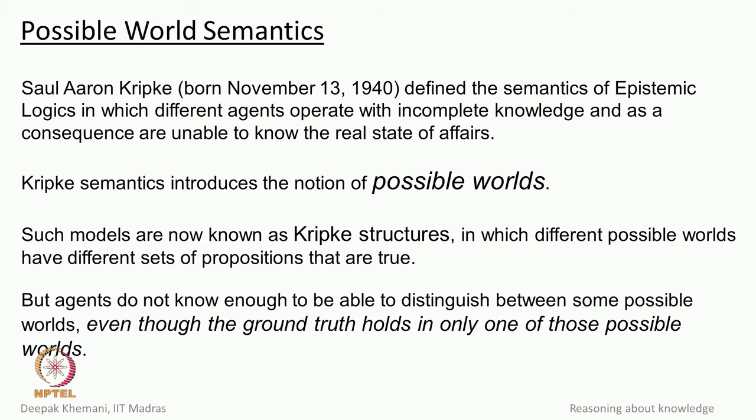So, in different possible worlds, different sets of propositions would be true, but the agents are not able to distinguish between certain propositions whether they are true or false, and so we will look at some of those notions. Even though in the real world or in reality there is only one world in which you know what is true or not, the agents, because of their incomplete knowledge, imagine many possible worlds essentially.